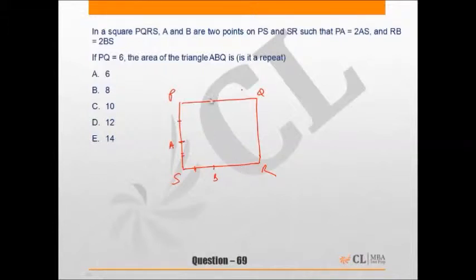So if PQ is 6 units, PS and SR are also 6 units, as we have a square. From here we get PA as 4 units and AS as 2 units. Similarly, SR as 2 units and BR as 4 units. And we have to find the area of ABQ. So we need to join AQ and QB and then AB.